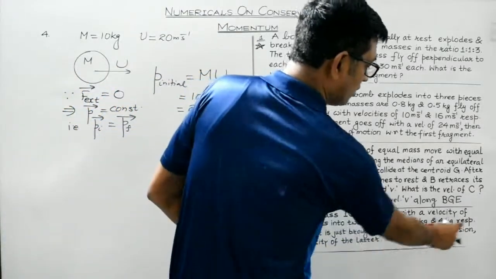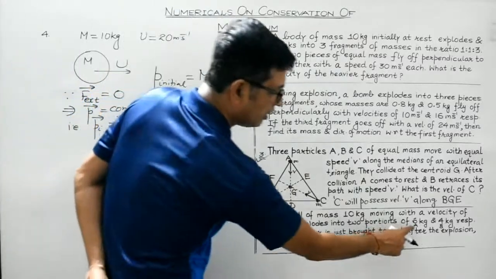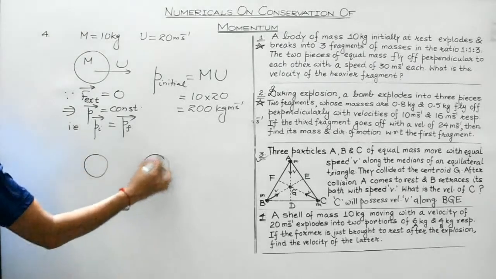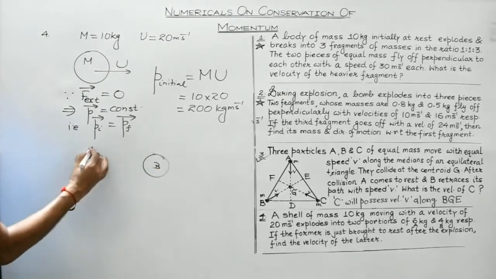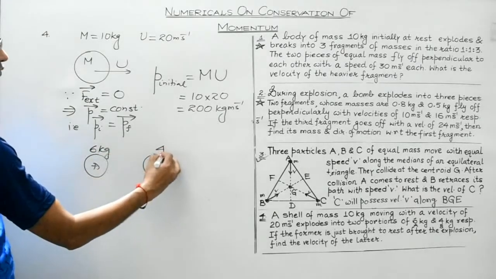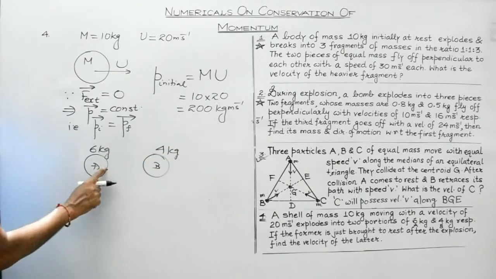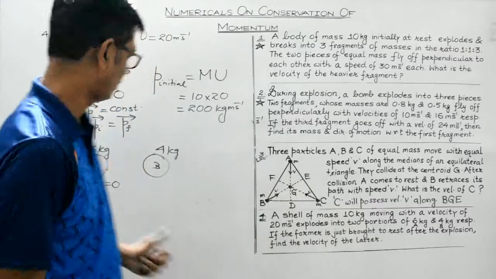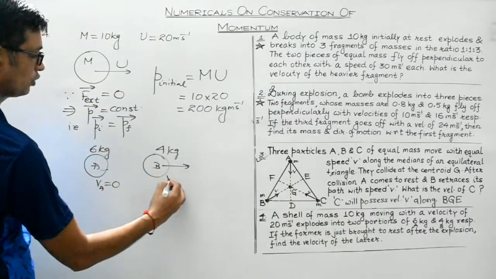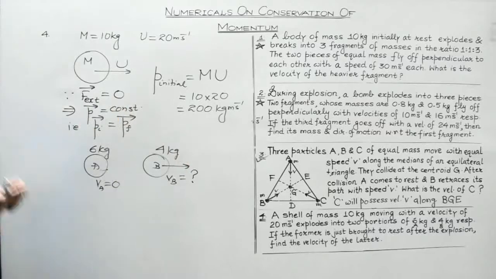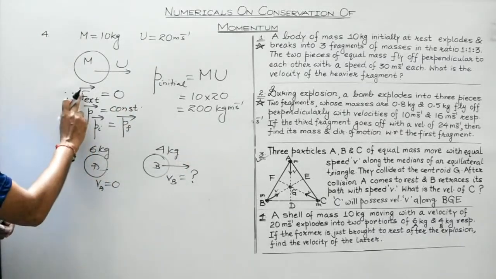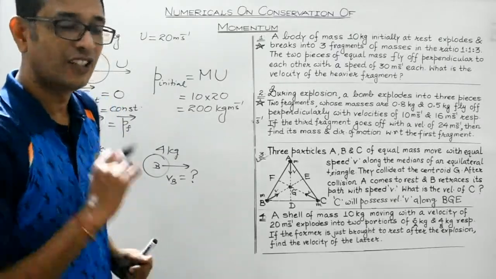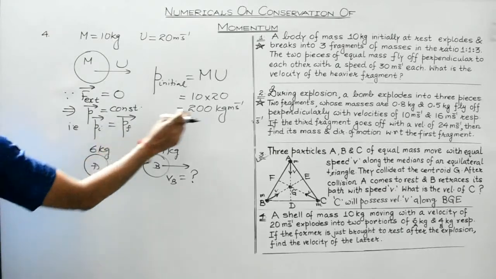So after explosion, these are the two fragments. Suppose this is A and this is fragment B, right? So these are the two fragments, A and B. Suppose it is of 6 kg and this is of 4 kg. Its velocity, VA, is given to be 0. The former is just brought to rest, so it is 0. And the velocity of B is suppose VB, which is to be calculated, right? So, as per the conservation of momentum, initial momentum must be equal to the final momentum in the absence of any external force.